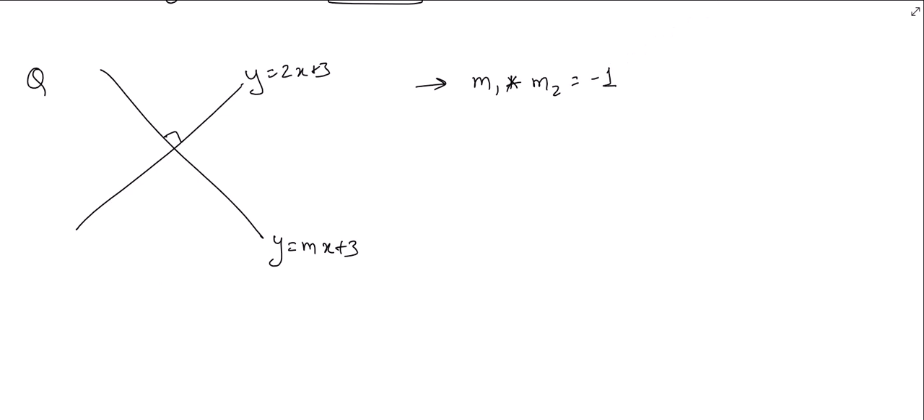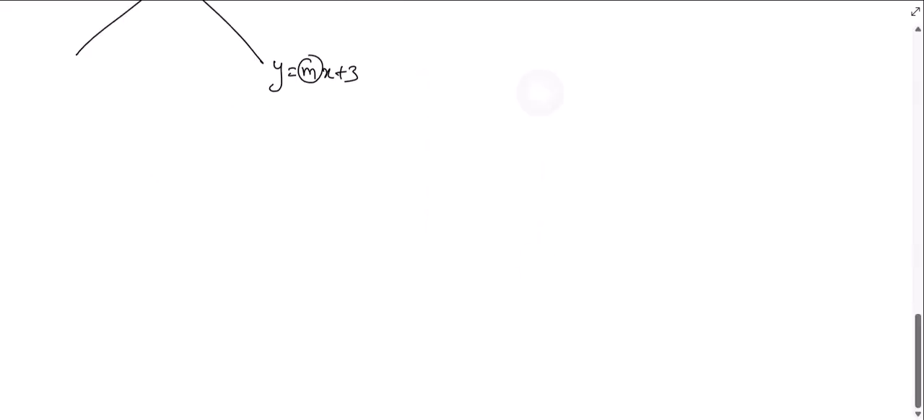So now, if we want the slope of m2, we can say m2 is equal to -1/2. Simple, right? So that is the basics, some of the basic problems. Let's now move on to some other topic.